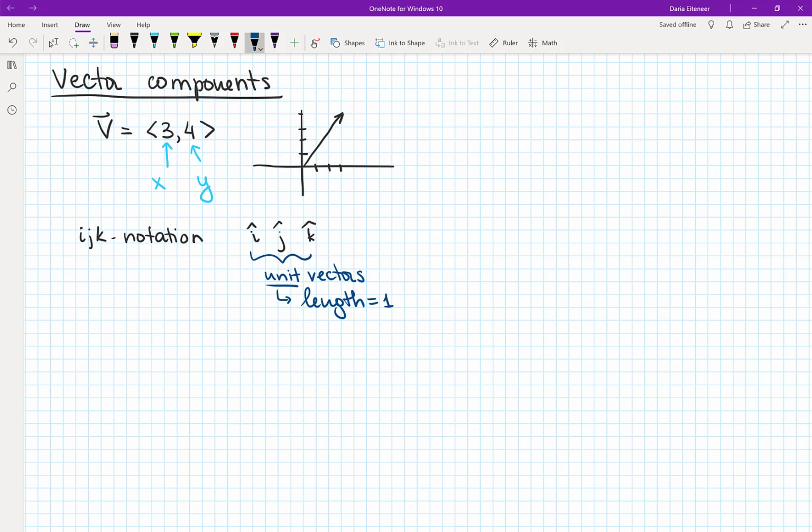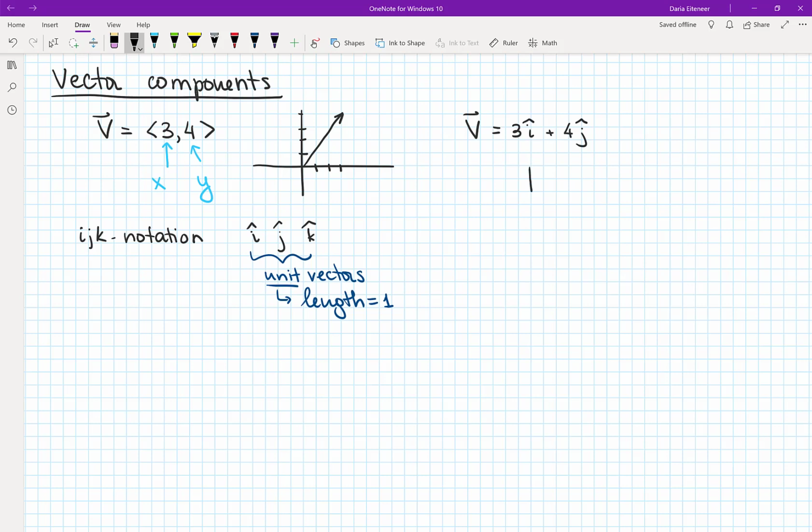Going back to this, unit vectors means length equals 1. So the same vector v, in terms of ijk notation, could be written like this: 3i hat plus 4j hat. And it means exactly the same thing. This just brings out the fact that you have a contribution of 3 units in the horizontal direction and 4 units in the vertical direction.